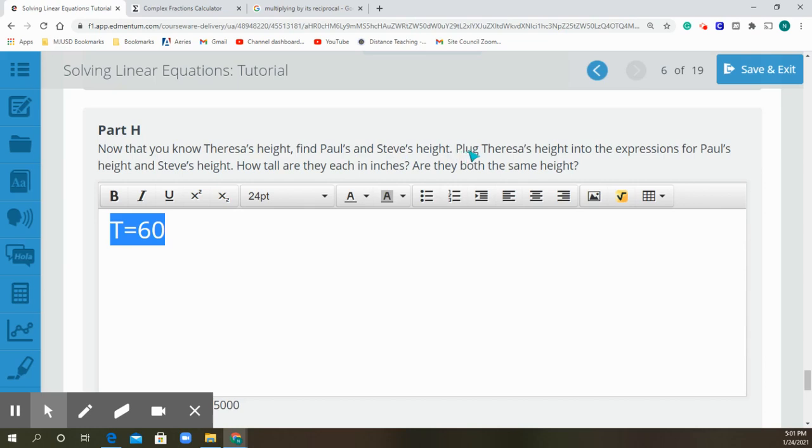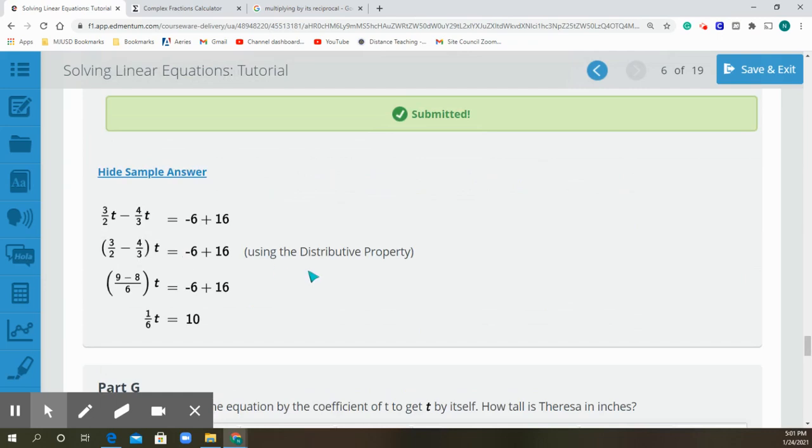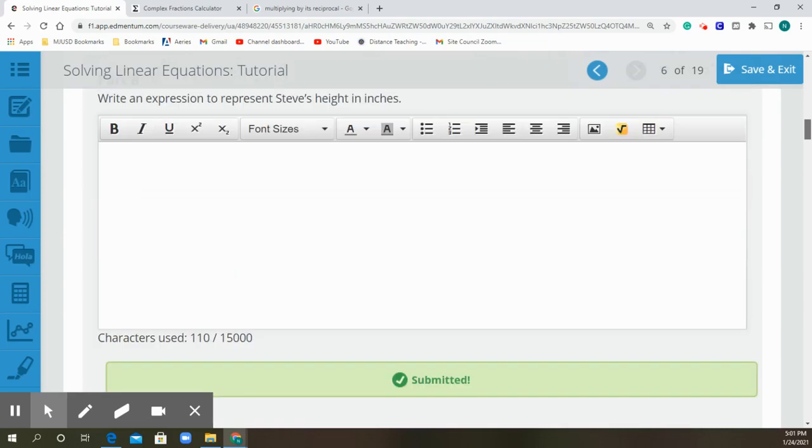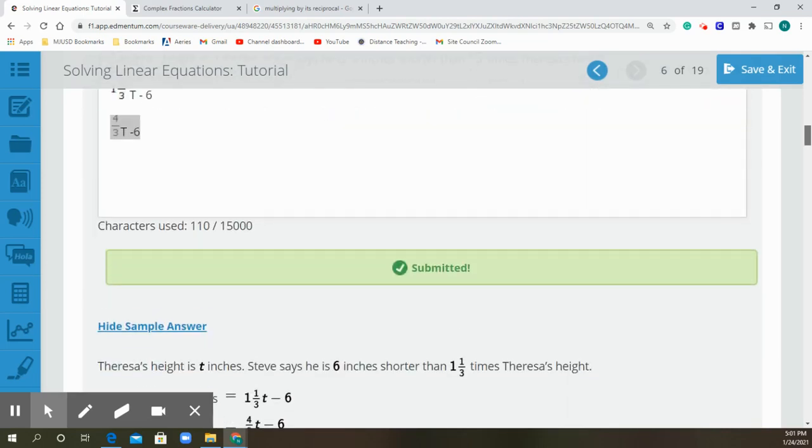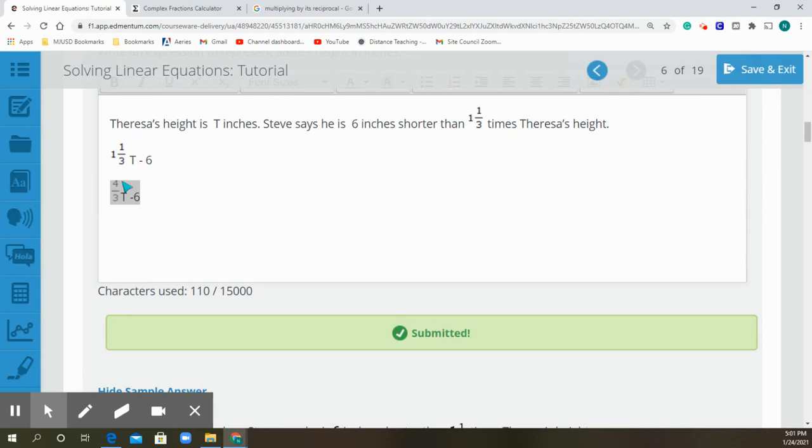Find Paul's and Steve's height. And the way you do that is to plug Teresa's height into the expression for Paul's height and then into Steve's height. How tall are they each in inches? Are they both the same height? So this is the check. So if we get that T equals 60 and we plug it back into the one for Steve's height. Steve is 3/4 T minus 6.